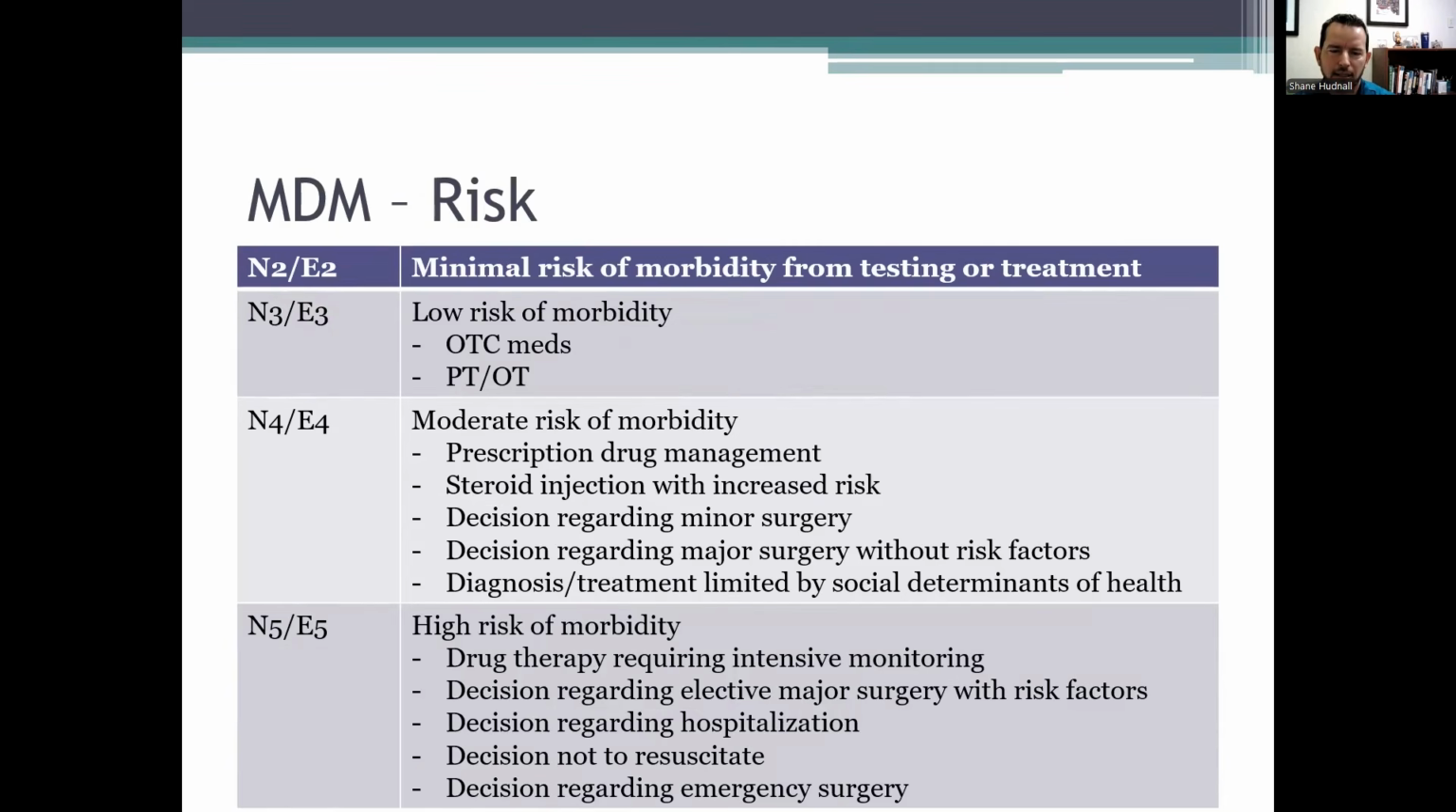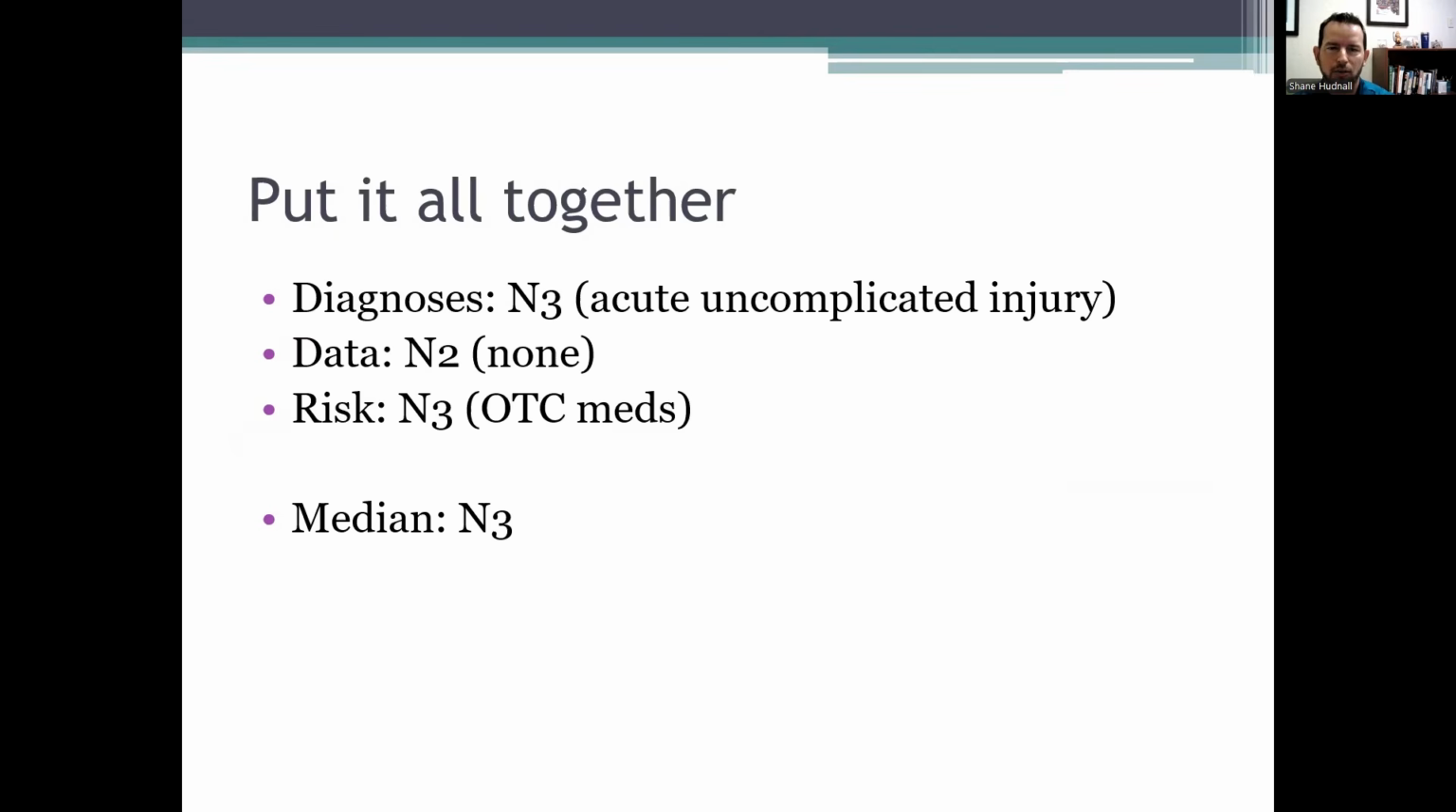And then for risk, this has a low risk of morbidity. Recommended over-the-counter medications, a home exercise program, maybe physical therapy, that would fall into the level 3. So again, using our little putting it all together thing, diagnosis was a level 2, data level 2, risk level 3. We have at least 2 categories that give us a level 3, or the median of those 3 is a 3. So we would bill a new level 3 for this patient.